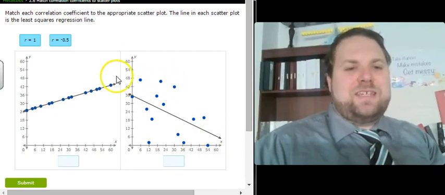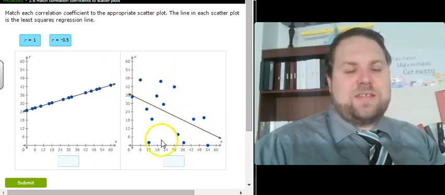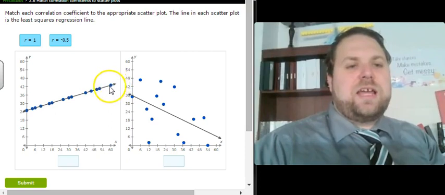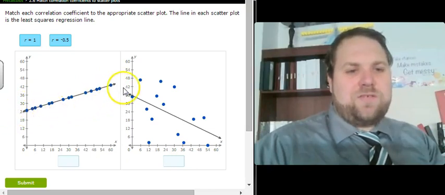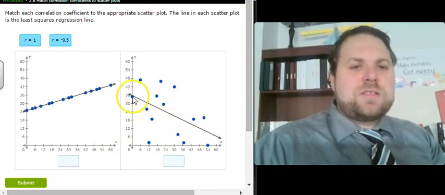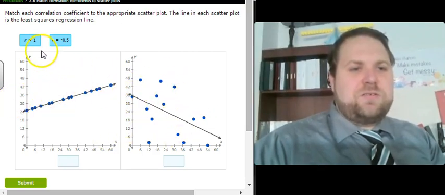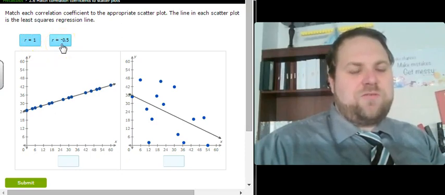So if the dots on the scatter plot, the plotted points, line up perfectly on the line, then our correlation coefficient will be 1 if it is a positive line and -1 if it is a negative line. So let's look at these two right here. Our two options are that r equals 1 or r equals -0.5.